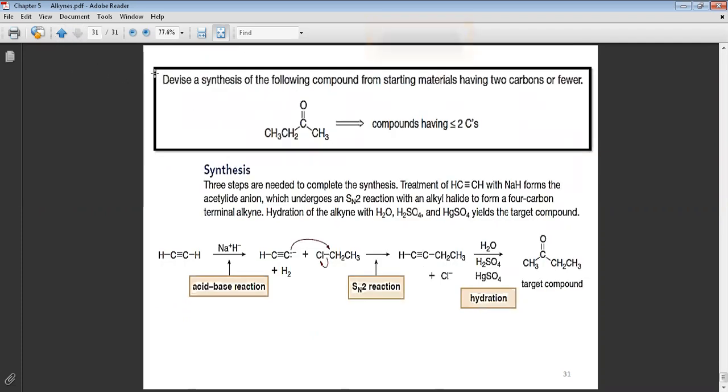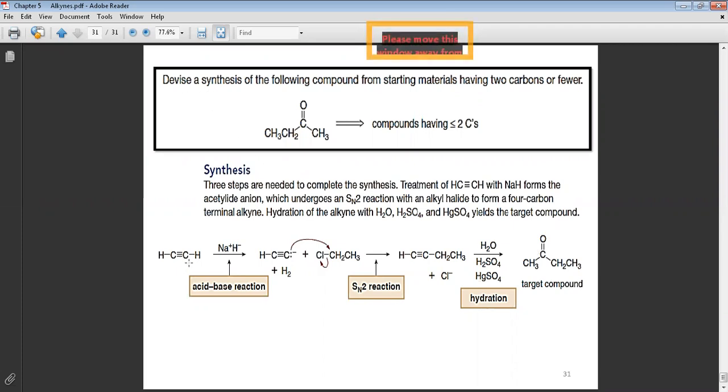Now, he says to devise a synthesis of the following compound from starting material having 2 carbons or fewer. Now I want to prepare this from starting material with just 2 carbons or fewer. At least we know that the 2-carbon compound is ethyne. Ethyne with a strong base gives you an acetylide anion. The acetylide anion with this gives you this compound. Now, the hydration reaction gives you the hydrogen here and the OH here, then enol-keto tautomerism gives you the final product.